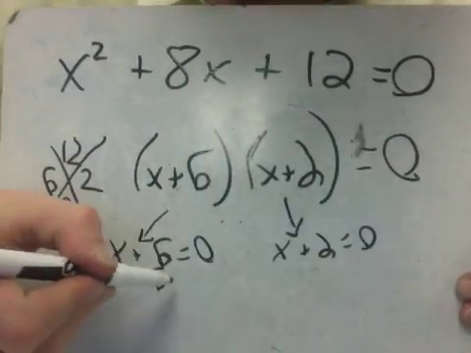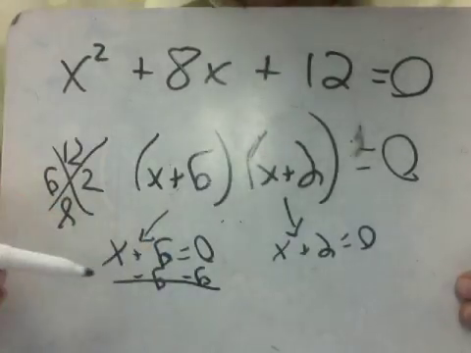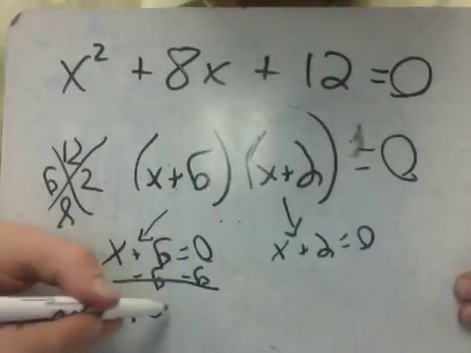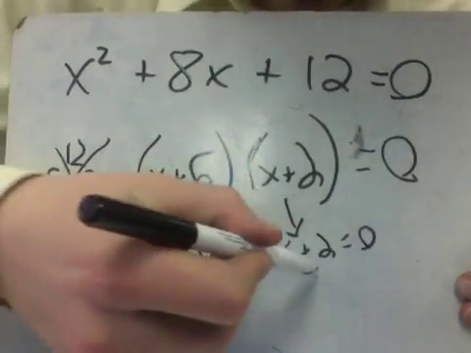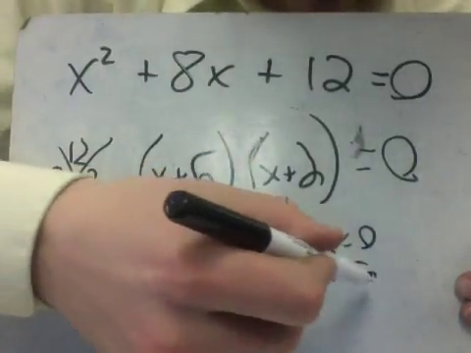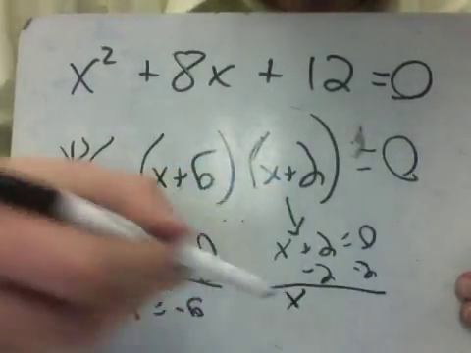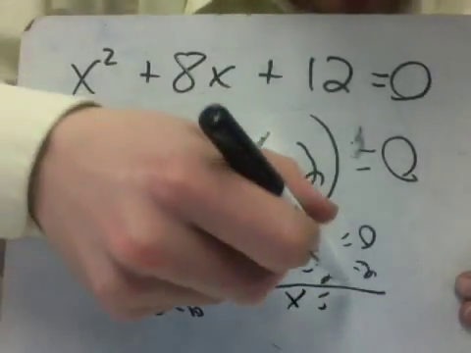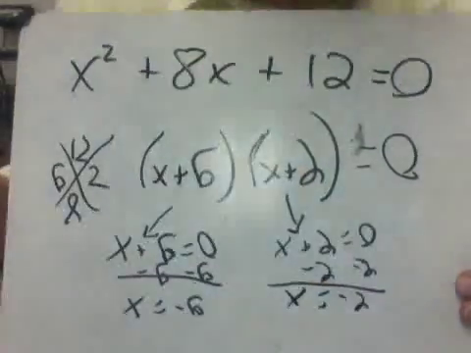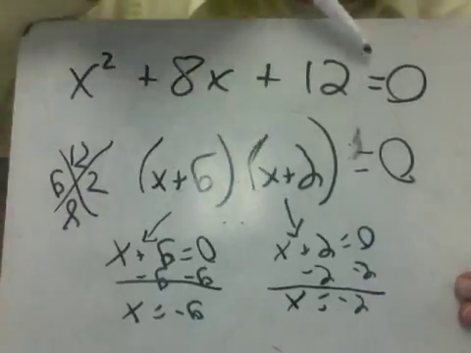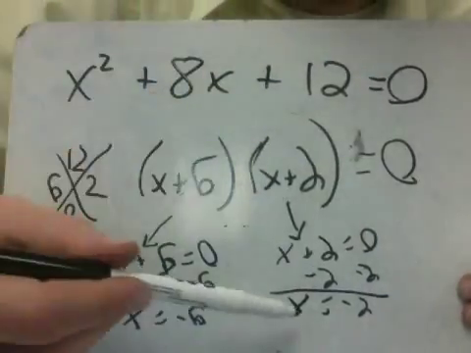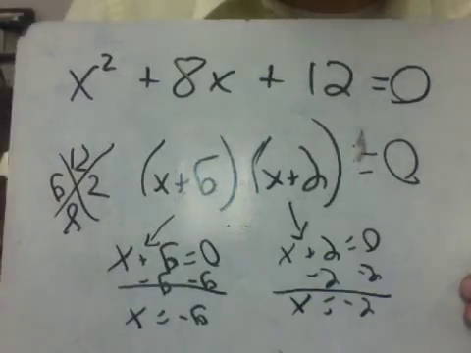Subtract 6 on both sides. So I get x equals negative 6. Over here, I subtract 2. Subtract 2. x equals negative 2. I just factored it, but I did it so that I could solve an equation. Equations are going to end x equals something.